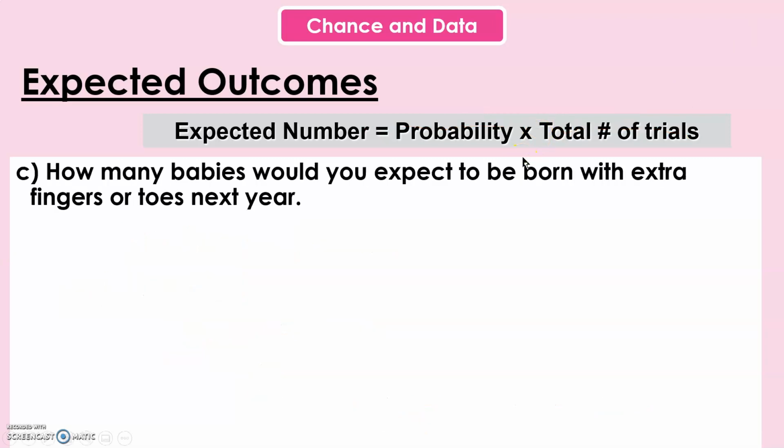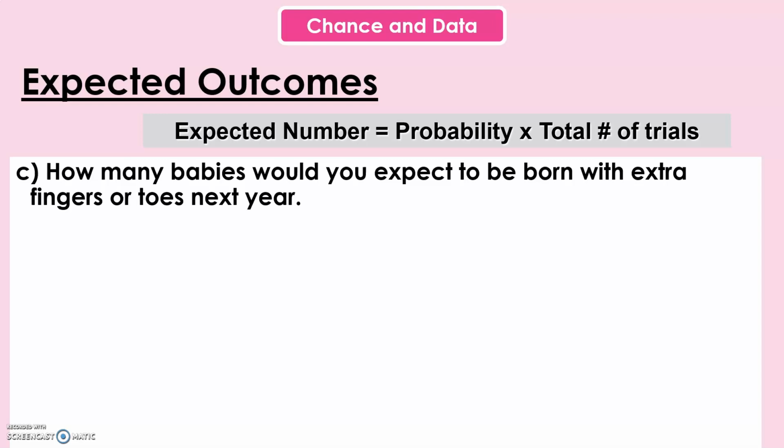So for our third example, the previous examples have been about probabilities, about things that we're fairly familiar with, like die and coins. The real power of expected numbers is looking at things that we aren't so familiar with, to then try and put it in perspective with a certain population or a number of trials that can make it a bit more real to us. So the next one is a bit more real world. How many babies would you expect to be born with extra fingers or toes next year?